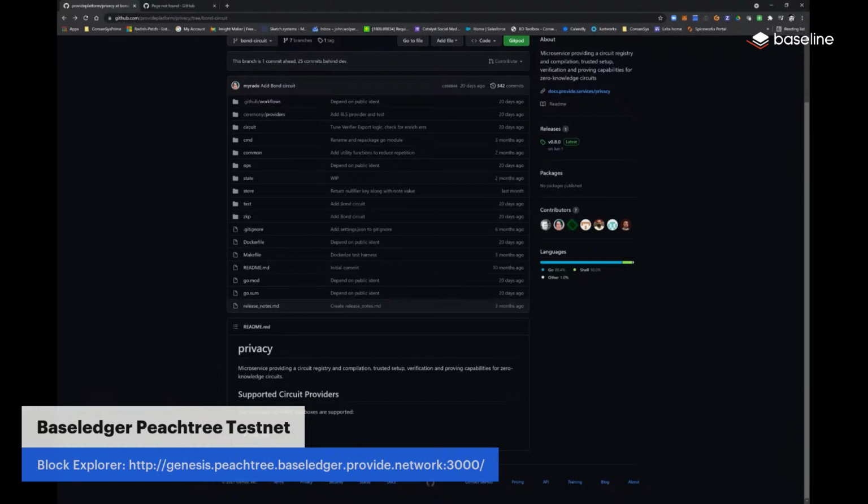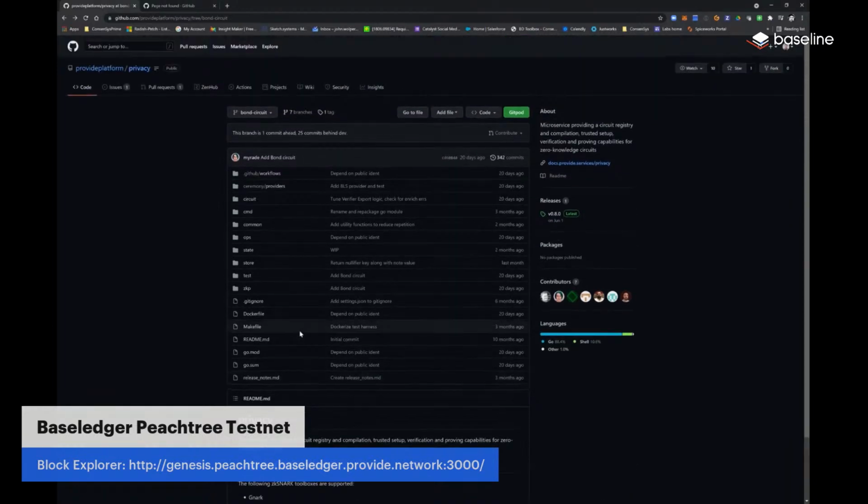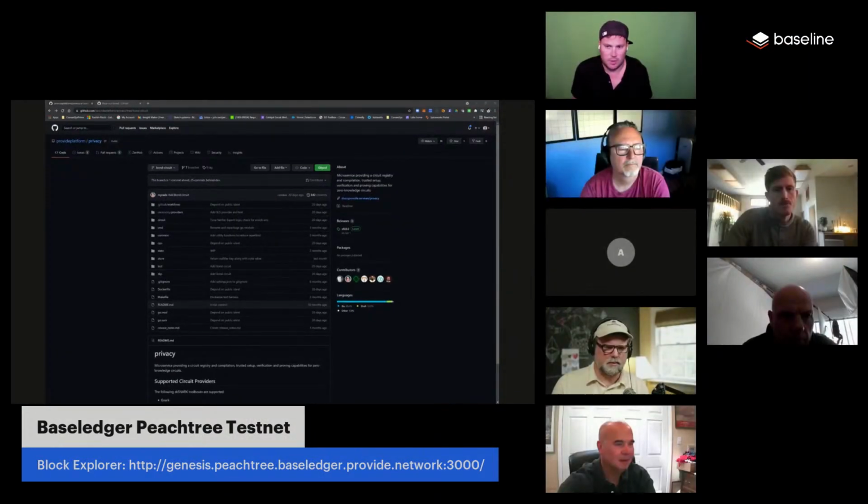However, that's in our backlog. We're looking to have that in place. So instead of having to fork the repo, you could just run the container and run the circuit alongside the container. Just mount it as a Docker volume. And then in this example, the bond circuit is essentially available to our privacy API.